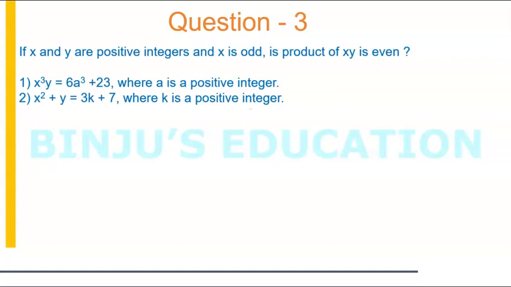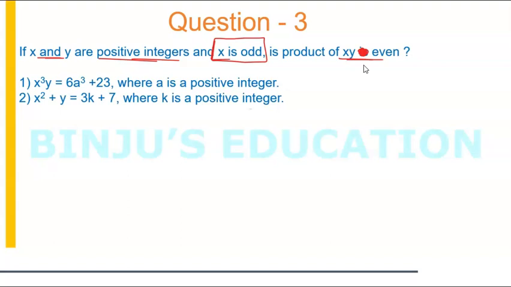All right, let's try this one now. X and Y are positive integers. X is odd. Is the product XY even? I think there should not be one more "is" here. This is grammatically incorrect, excuse me for this. X and Y are positive integers and X is odd. Is the product XY even?